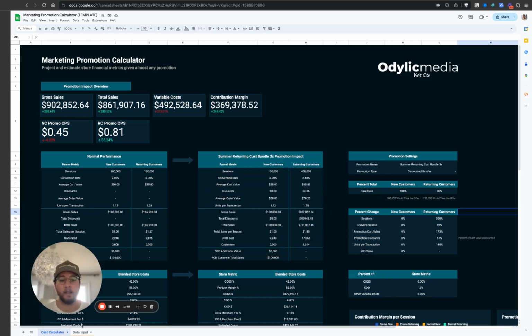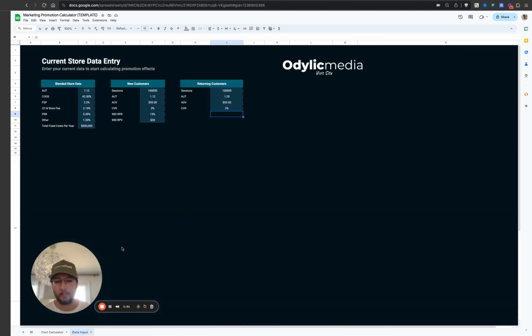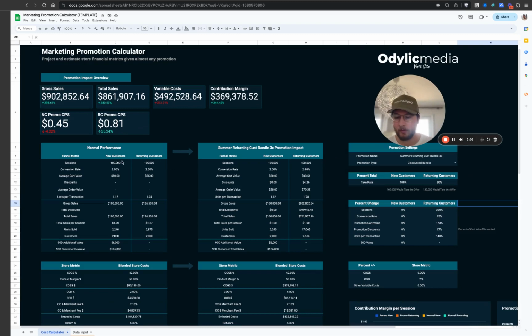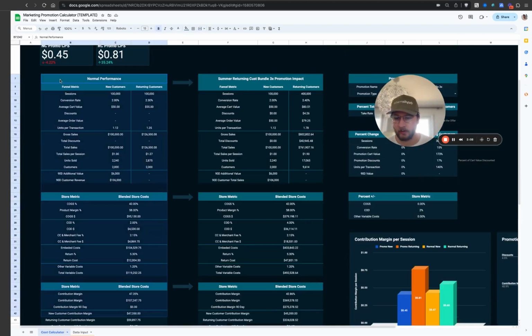Starting off with a very high level view of this tool so you can just get into using it. We have a data input tab. You'll add in your store data, your new customer data, and your returning customer data. Each of these has a note and tells you what these metrics are, so you can add them in. It's very, very simple. The structure of this calculator is pretty straightforward. We have our normal performance section, which is how your store normally looks. And then we have our promotion section, which is how this promotion will actually affect your store. So you can actually compare the two back and forth.